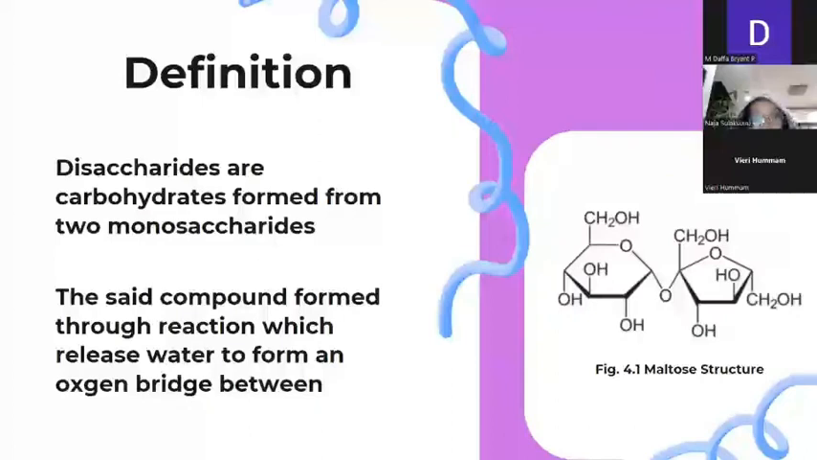Okay, so the saccharides are carbohydrates formed from monosaccharides. The compounds form through a reaction which releases water to form an oxygen bridge between them. The example is the maltose structure here. You can see the oxygen bound here. Next slide.